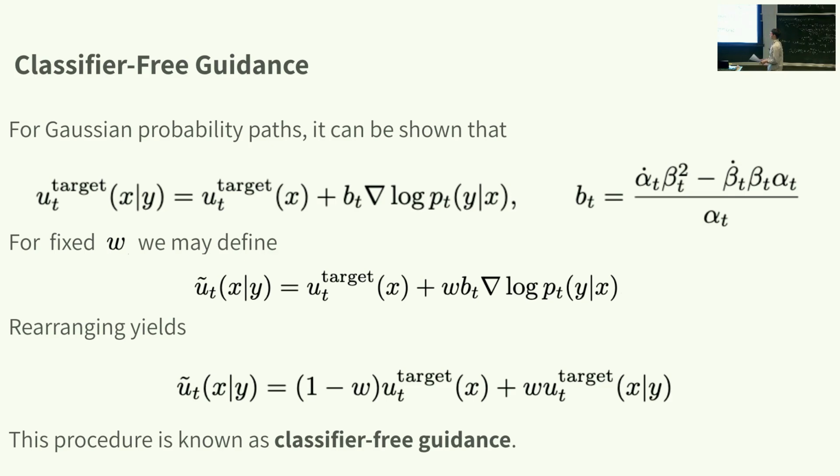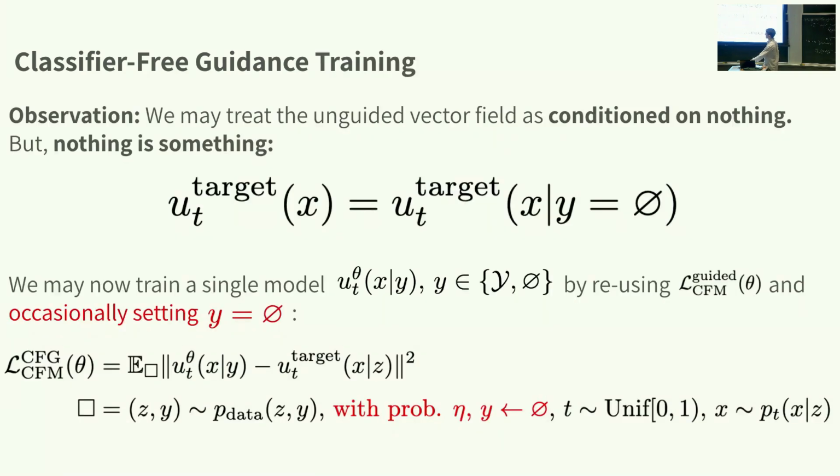OK, but why do we care about this? What's so great about this? I still haven't told you yet. You should still be skeptical. And furthermore, it seems like we still have two terms, right? It'd be nice if we only had a single uniform term. Because as is, I would have to obtain the unguided and guided vector fields before I was able to use this. And so the idea with classifier free guidance training is, well, the unguided vector field is just the guided vector field conditioned on nothing.